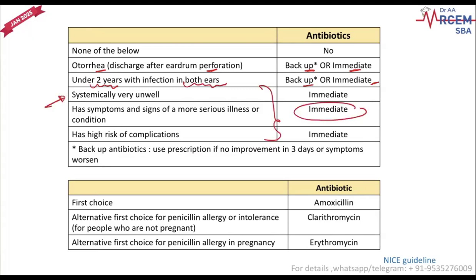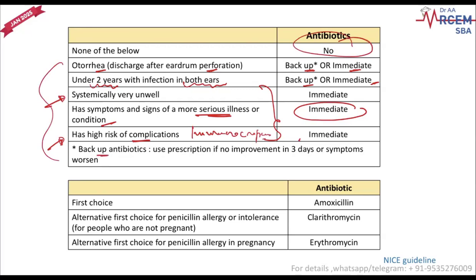In all these three circumstances, you will be giving immediate antibiotics. If the patient is septic, that means systemically unwell. If signs and symptoms are suggestive of a more serious illness, for example, it is associated with meningitis, then go ahead with the antibiotics. Has high risk of complications. That basically means anyone who is immunocompromised. If he is immunocompromised, he is at high risk of having complications, then you'll prescribe immediate antibiotics in these cases. If none of the following is present, no antibiotic is required.